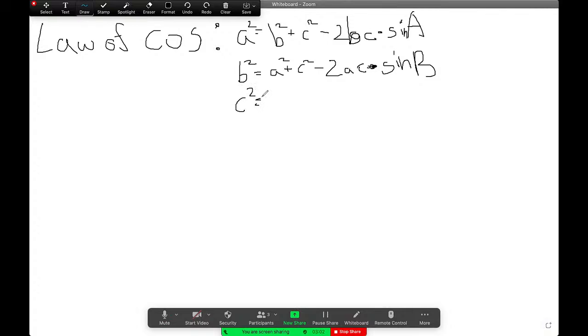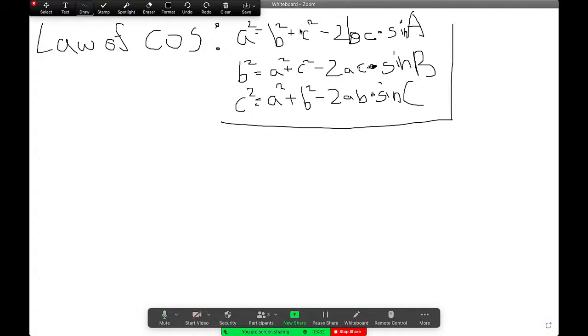Okay. So you have c squared equals a squared plus b squared, sorry, I just noticed, minus 2ab times cosine of C. And yeah, these three are the individual equations, but they're pretty similar, so it's really not that hard to remember.